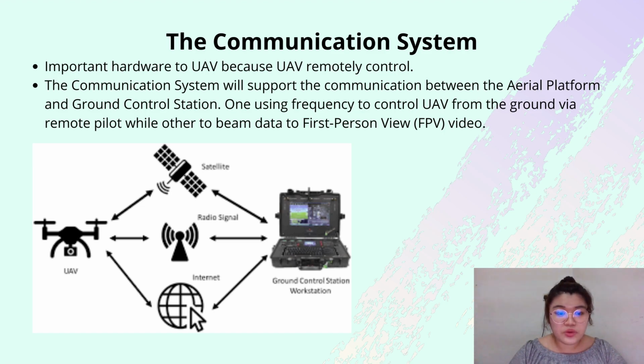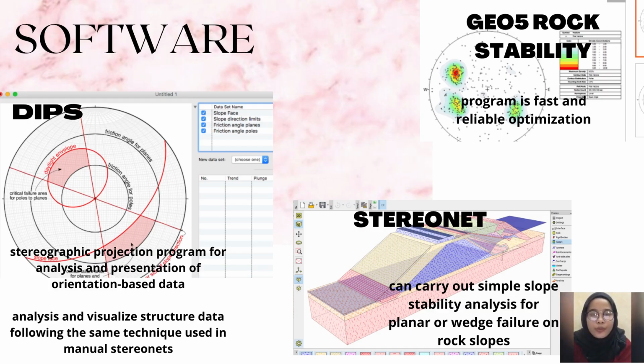One uses a frequency to control the UAV from the ground via a remote pilot, while the other is to ping data to first-person view video. The communication system consists of satellite, radio signals, and internet. Okay, for the software, we can use DIPS. DIPS is a Stereographic Projection Program for analysis and presentation of orientation-based data.